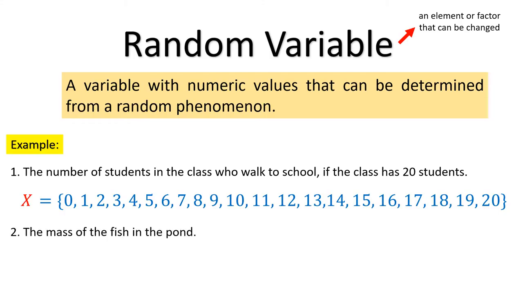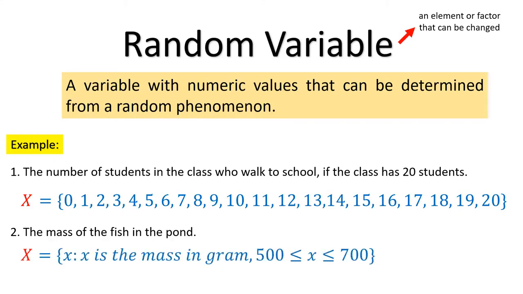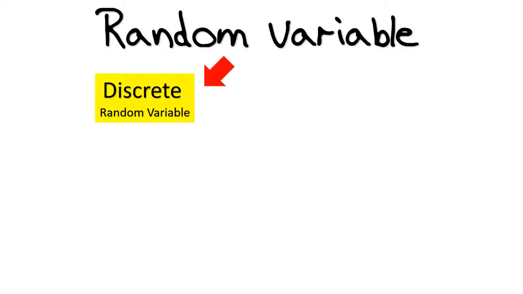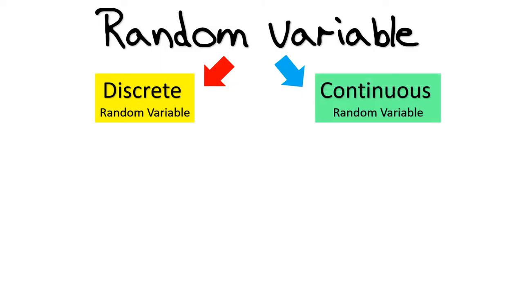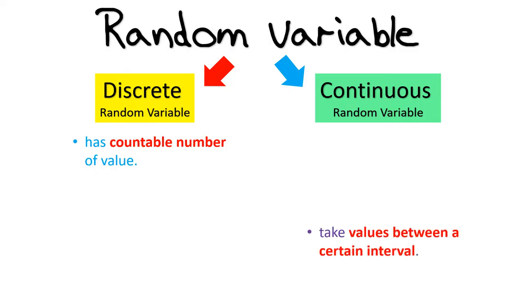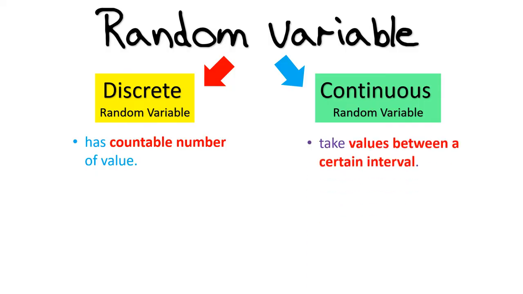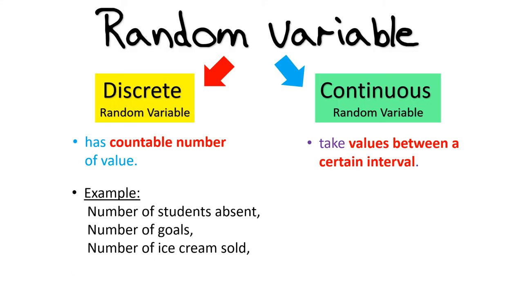Another example, the mass of the fish in the pond. X is the mass in gram. X is a value in the interval from 500 to 700 grams. There are two types of random variable to be studied, namely discrete random variables and continuous random variables. A discrete random variable has a countable number of values, whereas a continuous random variable has values between a certain interval.